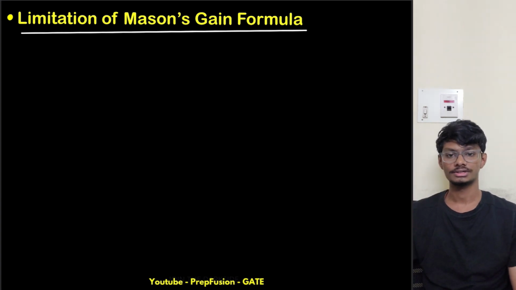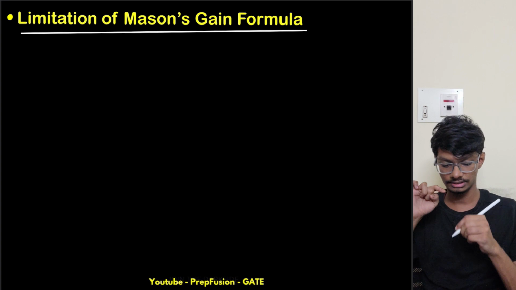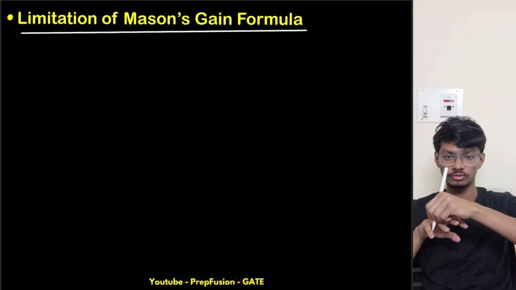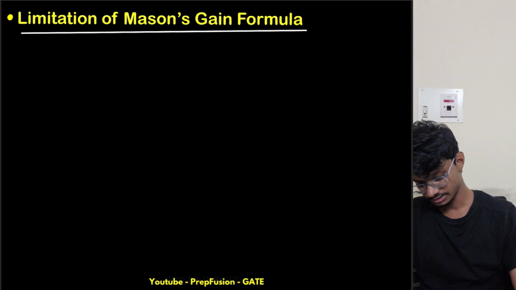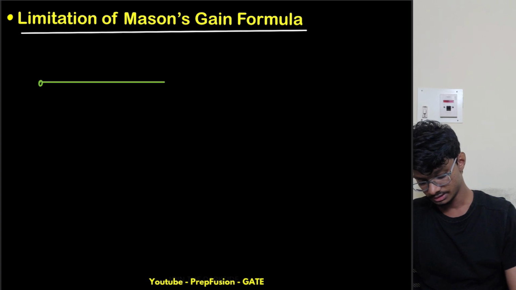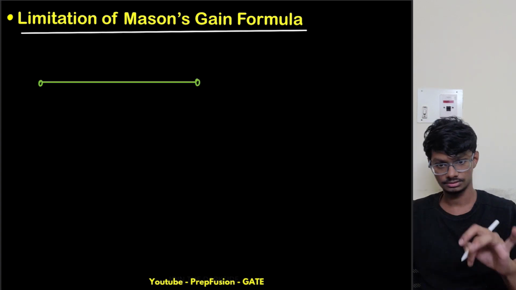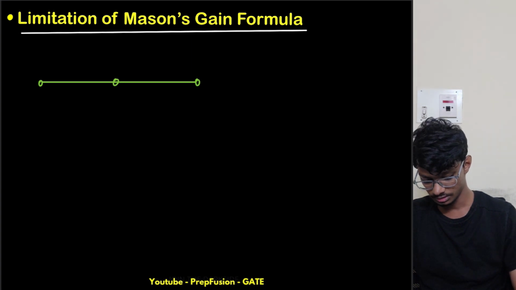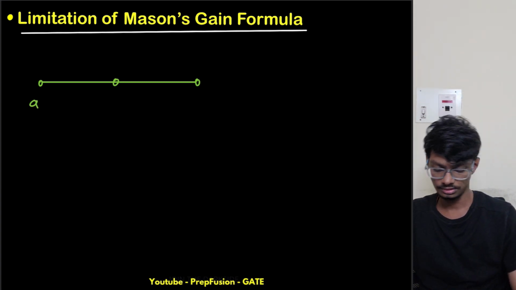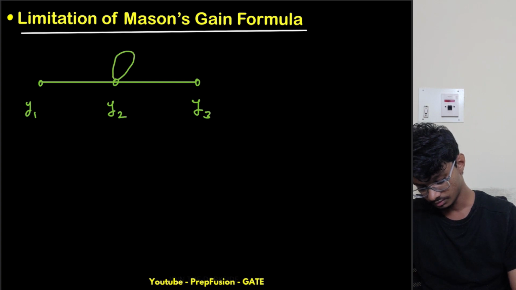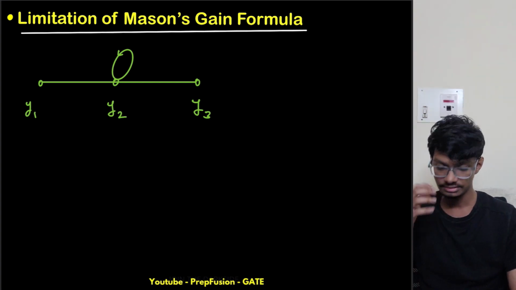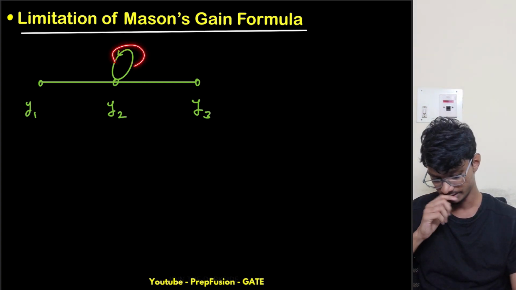For that, let us first understand what a self loop is. A self loop is a path that starts from a node and comes back to the same node only, without any other path. Let me draw that. Let's say we have this path and three nodes, y1, y2 and y3, and this node is coming back to this path only. This is known as the self loop.